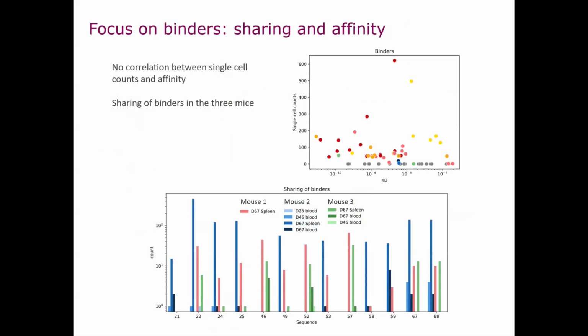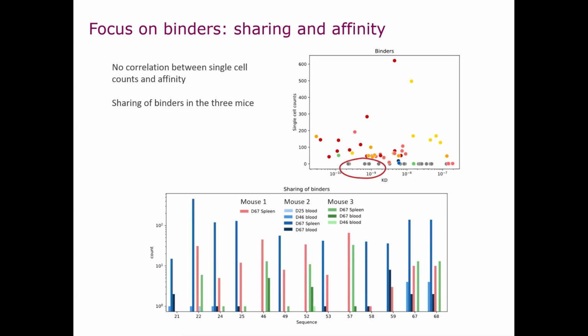If we want to look now at some features of the binders, we checked whether there was some correlation between the single cell counts and the affinity. The affinity here is represented with KD, and the lower the KD, the higher the affinity against the target. We saw that there was absolutely no correlation between the two features, while instead we observed some sharing between the binders. In fact, here there are 13 different binders that are shared by at least two different mice. But in some cases, we also have the three mice together that express the same binders.